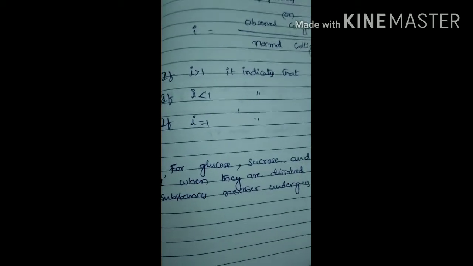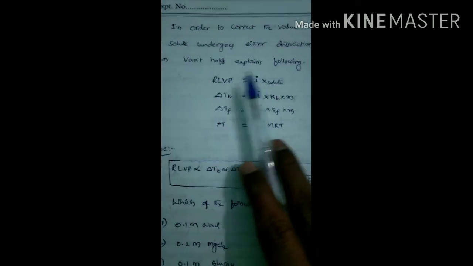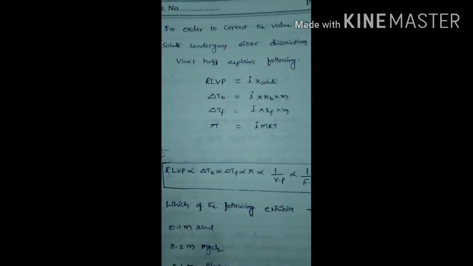Next, some more points are there regarding the Van't Hoff factor. That is, in order to correct the value of colligative properties, if the solute undergoes either dissociation or association, Van't Hoff explains the following. That is RLVP. We know already the formulas for RLVP. In the previous video we discussed all the formulas. RLVP, the actual formula: RLVP is equal to the mole fraction of solute.